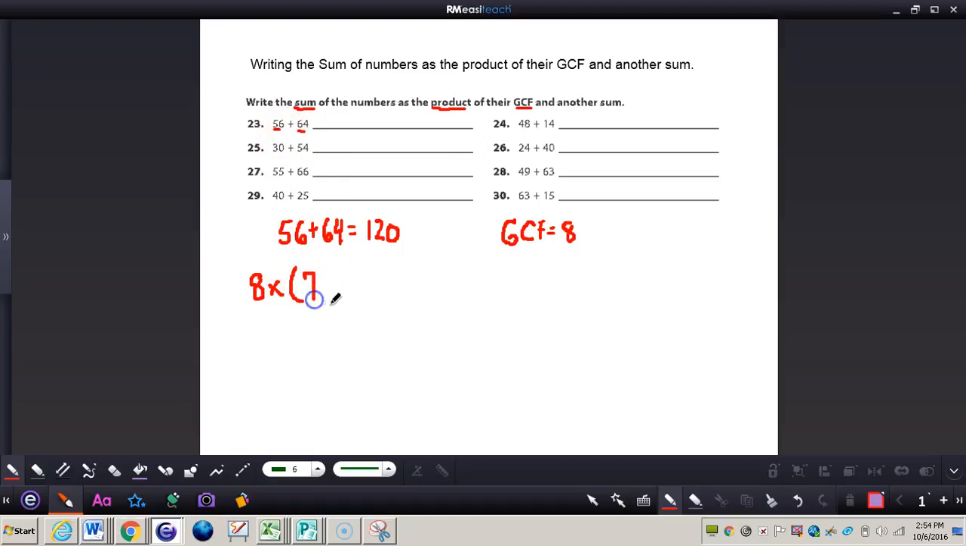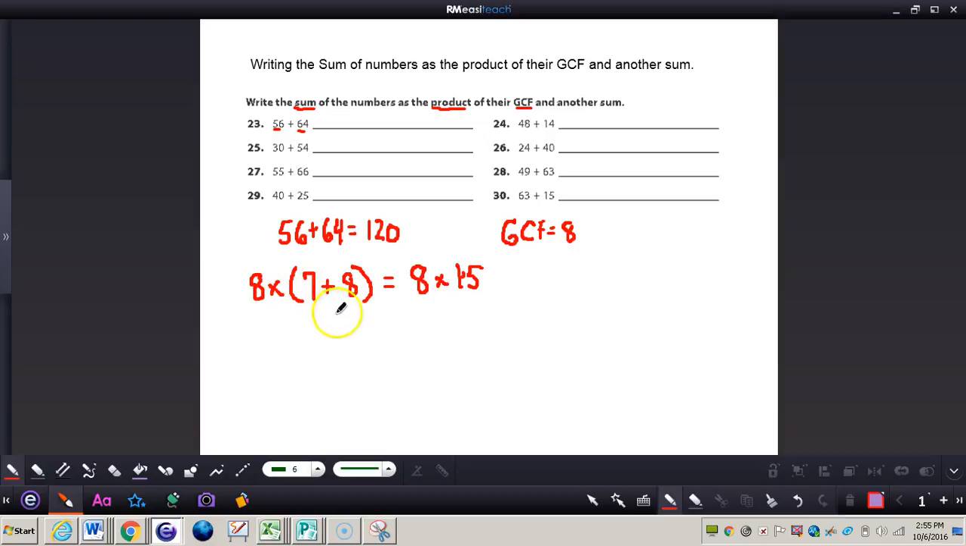8 times what gives you 56? 8 times 7. So we're going to write 7 there in my parentheses. We're going to add this to 8 times whatever number equals 64. 8. So we have 8 times 7 plus 8. Once again, product of their GCF can equal 8 times, and we're not even going to do the 8 times 7 or 8 times 8. We're just going to add the 7 and 8 together. It's 15.